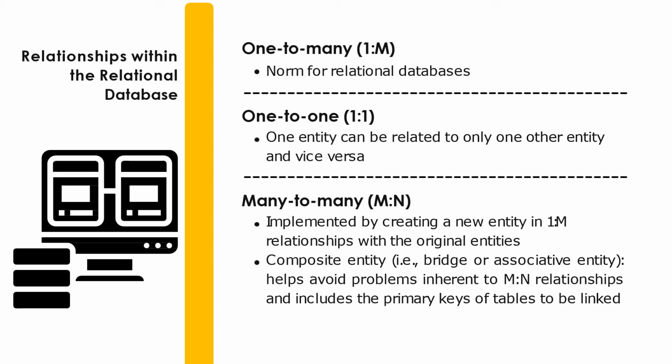If we have a many-to-many relationship, we need to break it down into two one-to-many relationships. It is implemented by creating a new entity in one-to-many relationships with the original entities. That new entity in between the original two entities is what we call a composite entity, or sometimes a bridge or associative entity. Having a composite entity helps avoid problems inherent to many-to-many relationships, and it includes the primary keys of the tables to be linked.